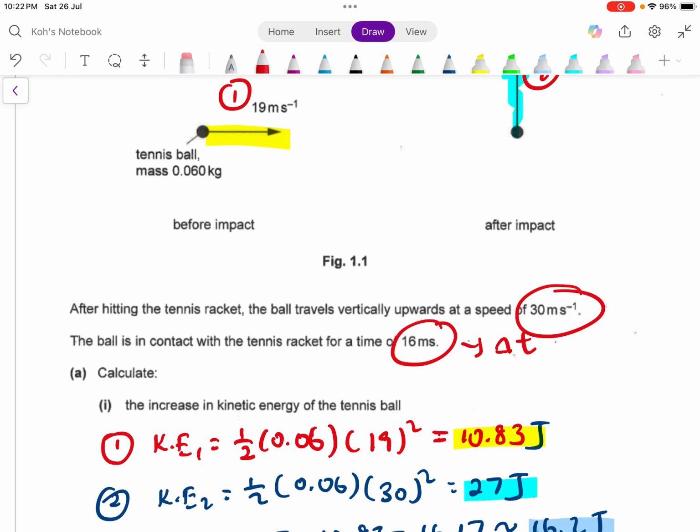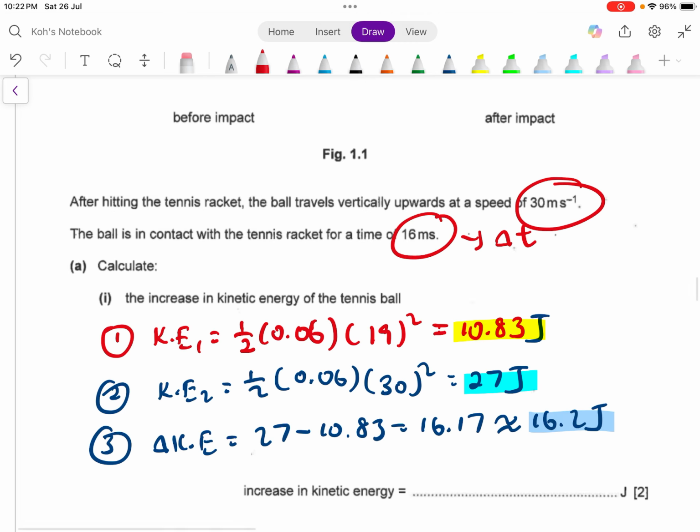For the very first part A, we are asked to calculate the increase in the KE of the tennis ball. This one is simple. We just calculate the initial KE, then the final KE. Of course, 27 minus 10.83 will give you about 16.2 joules.